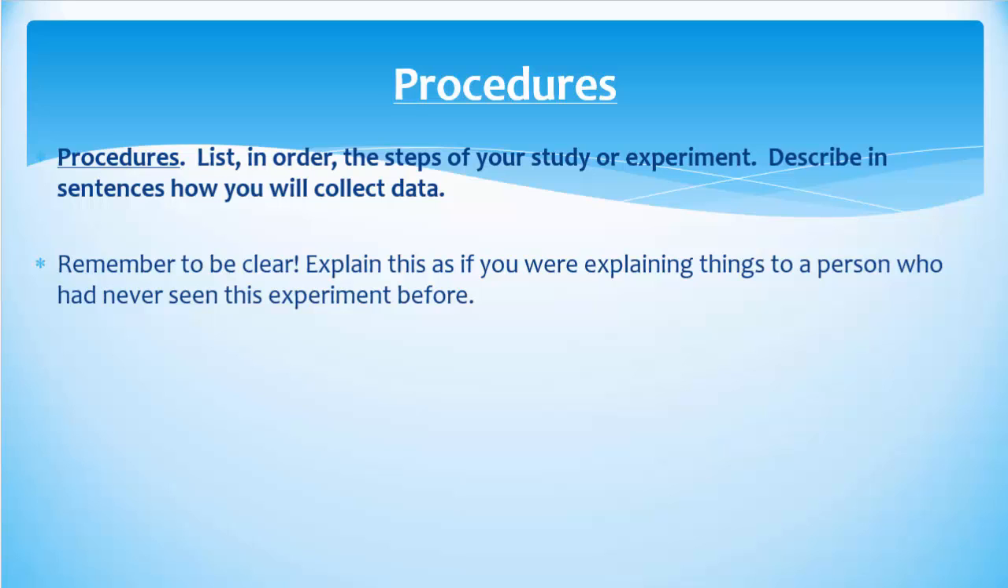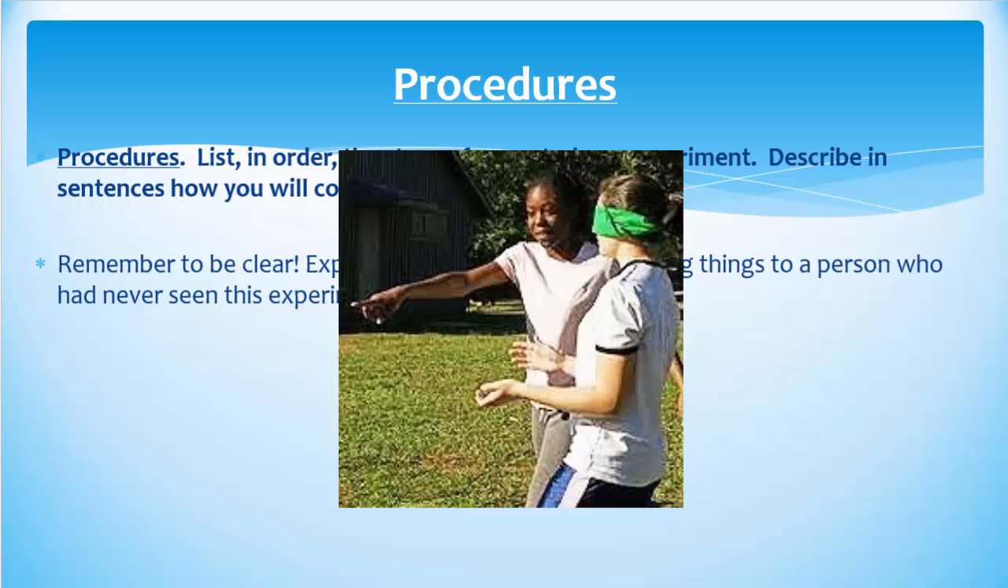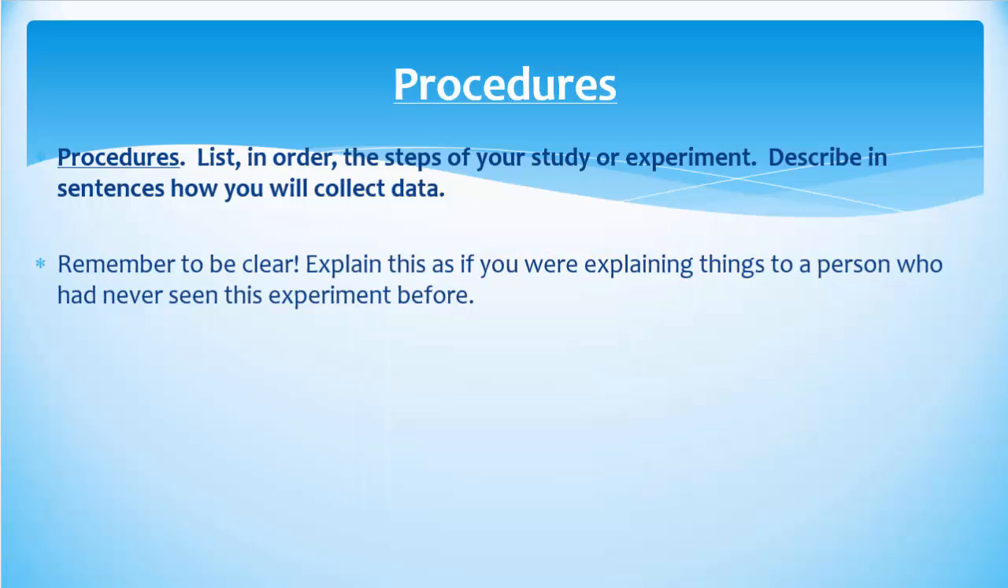In the procedures section, you need to list in order the steps of your study or experiment. So describe in sentences how you're going to collect that data. Remember to be clear. All right, so explain things as if you're explaining them to a person who had never seen this experiment before. You are explaining how this experiment goes, step by step. So don't forget that I had to stamp your design to get approval, and then you were going to build it. Okay, I'm not going to go step by step and give you everything, but remember to be clear and go step by step from the very beginning until the end, everything you did in this experiment for your procedures.